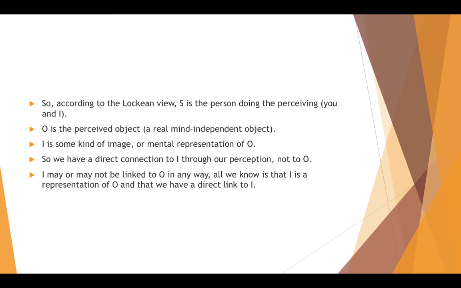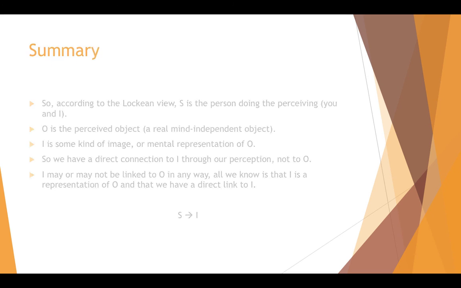That's what we look at when we look at idealist sense data theory. But for this, we're just looking at indirect realist sense data theory. All we know is that there is a direct representation, I, an image or a sense data, and that is the representation of O, and we have a link to I. So rather than it being S links to O, it's S links to I. That's what we have, and that is effectively an alternative view to direct realism, to the intuitive understanding of perception.